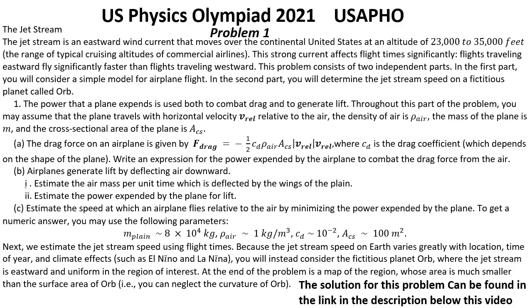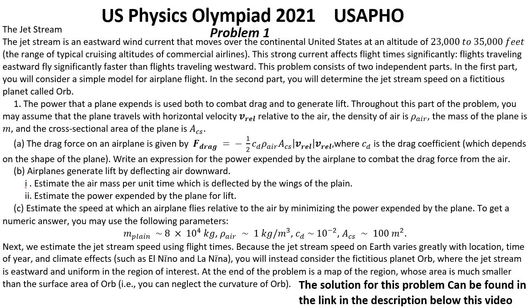Part 1. The power that a plane expends is used both to combat drag and to generate lift. Throughout this part of the problem, you may assume that the plane travels with horizontal velocity v_rel relative to the air. The density of air is rho_air. The mass of the plane is m, and the cross-sectional area of the plane is A_CS.